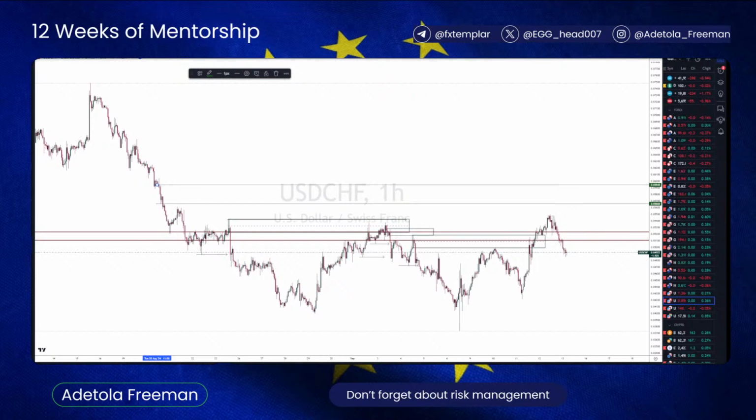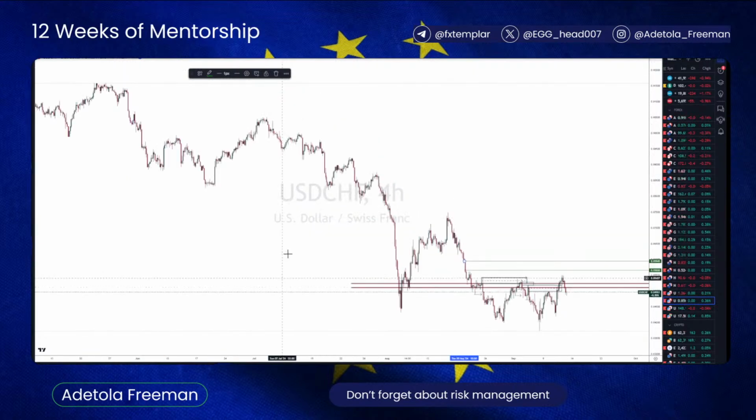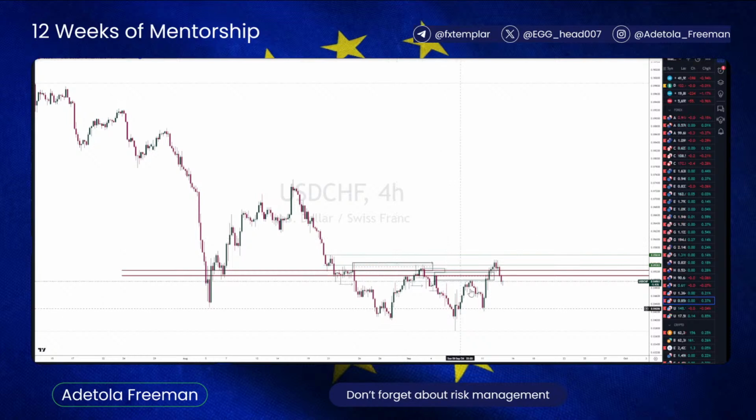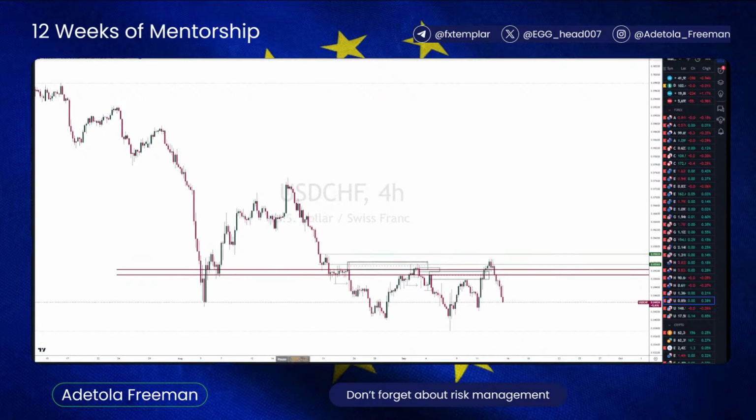Let me switch to the 4 hours. I think it should be clearer on the 4 hours. This other block is one supply zone, then the fair value gap. So you see that price retested that supply zone again, and then the drop continued.